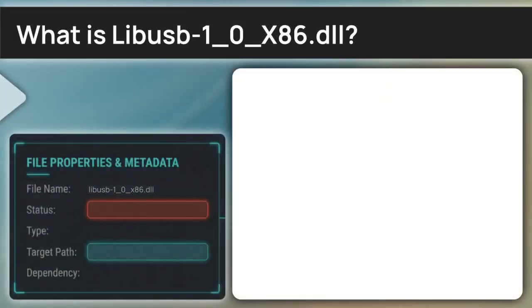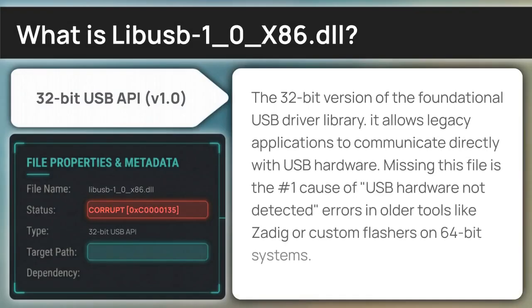This is the Libusb 1.086, the 32-bit version of the foundational USB driver library. It allows legacy applications to communicate directly with USB hardware. Missing this file is the number one cause of USB hardware not detected errors in older tools like Zadig or custom flashes on 64-bit systems. Now that the technicals are covered, let's run the official installer.